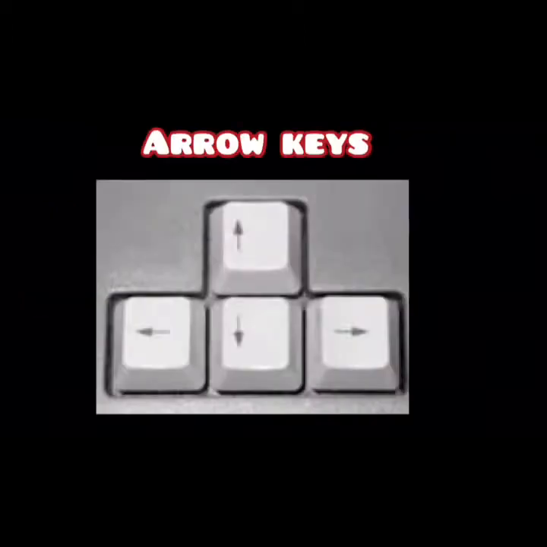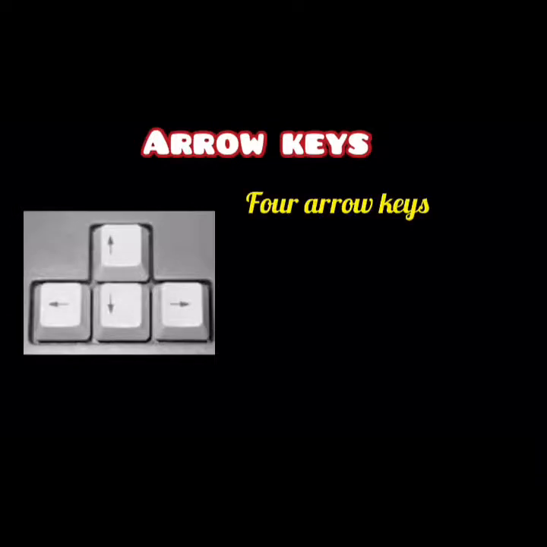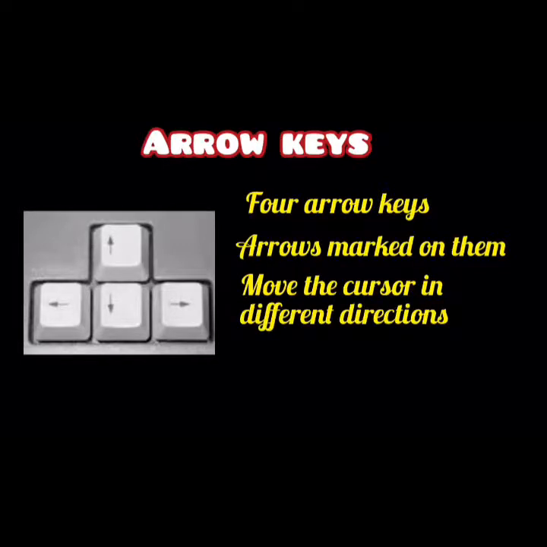Arrow keys. These are the arrow keys on the keyboard. There are 4 arrow keys on the keyboard, and each key is marked with an arrow. Do you see? There is up arrow, down arrow, left arrow, and right arrow. What are these arrow keys used for? They are used to move the cursor in different directions.